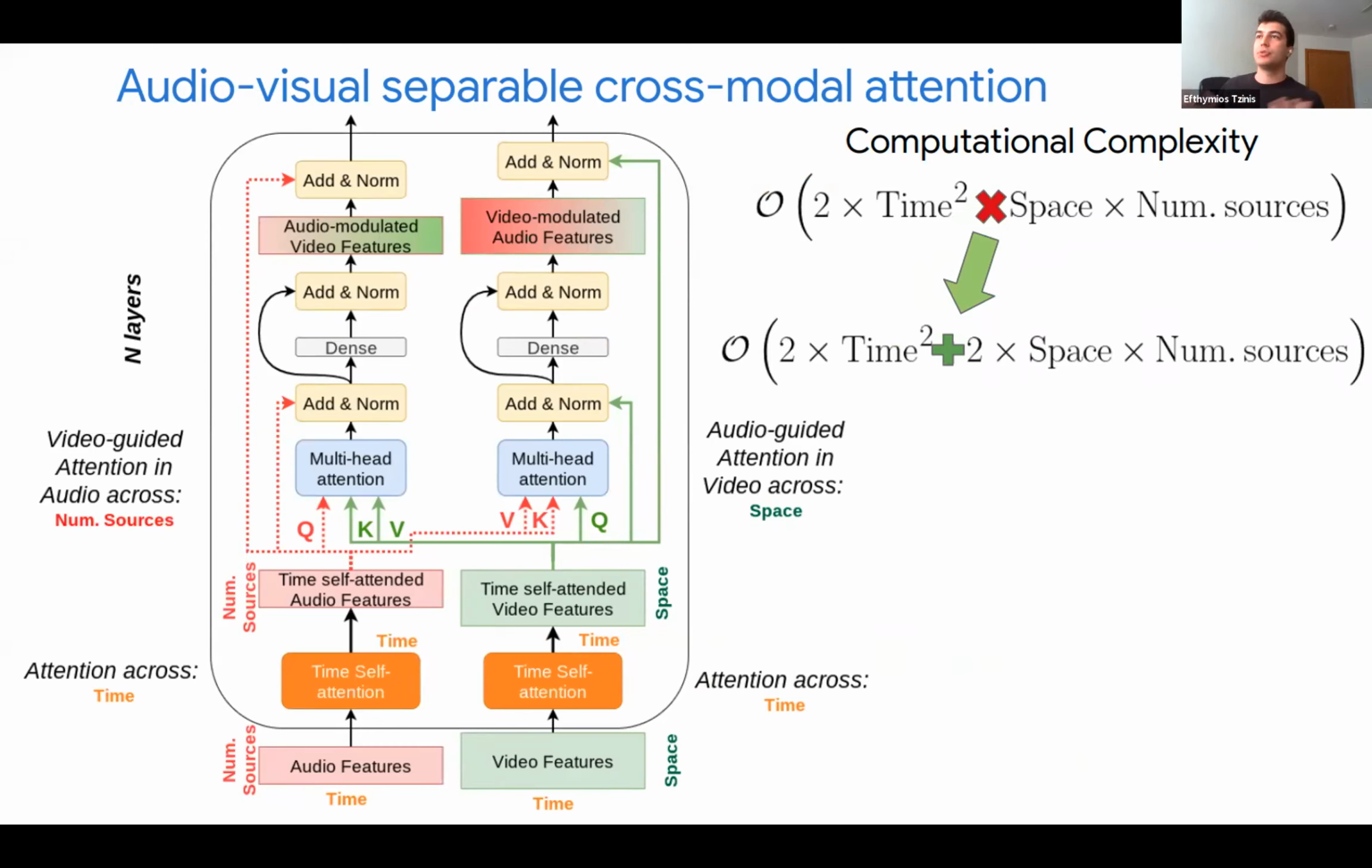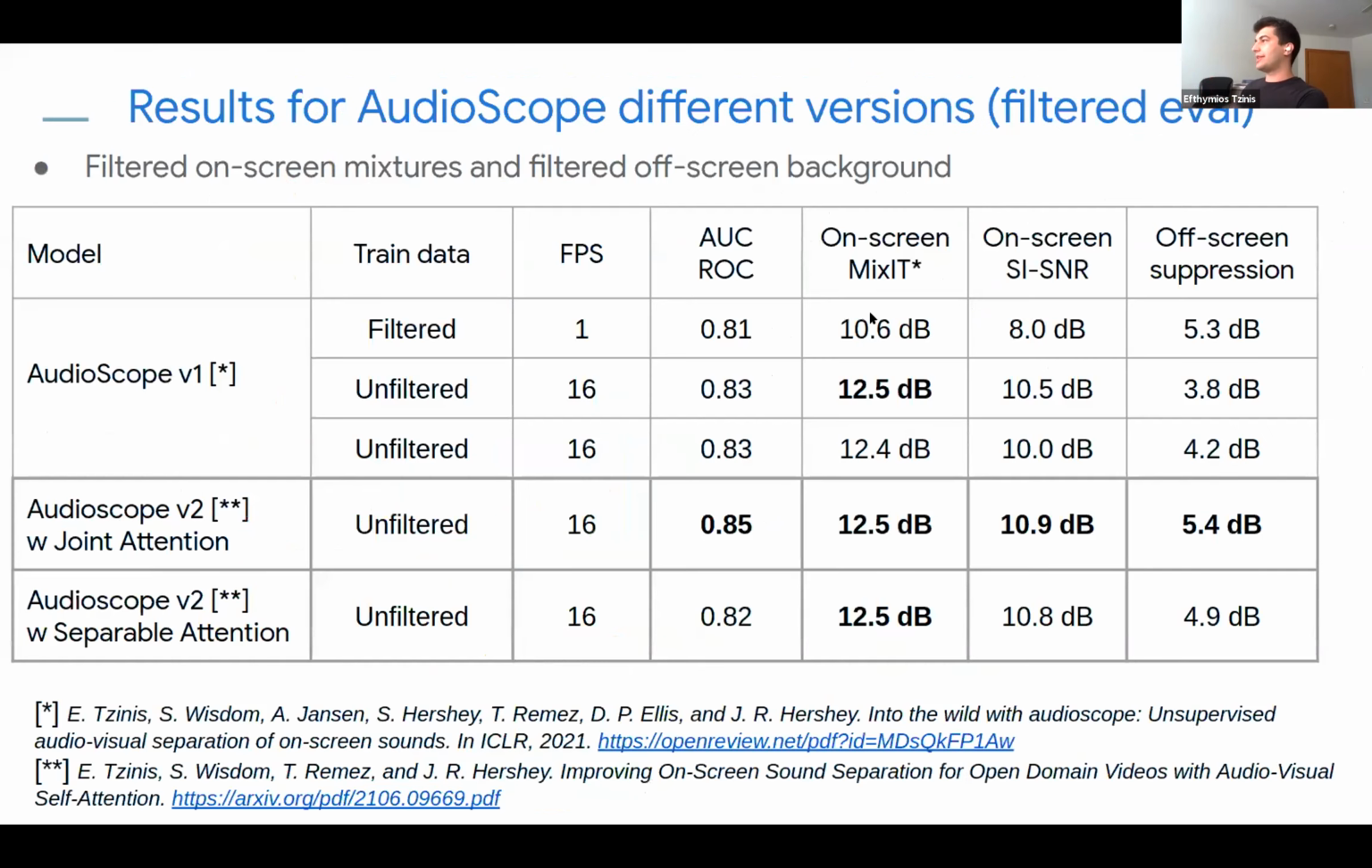And now the question becomes: if you actually replace your joint attention module with this more efficient separable attention variation, are you going to lose accuracy? And we're going to say that this is not the case.